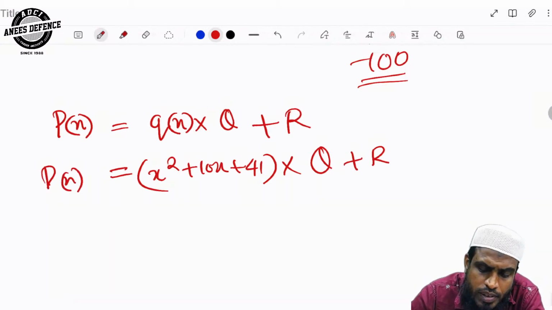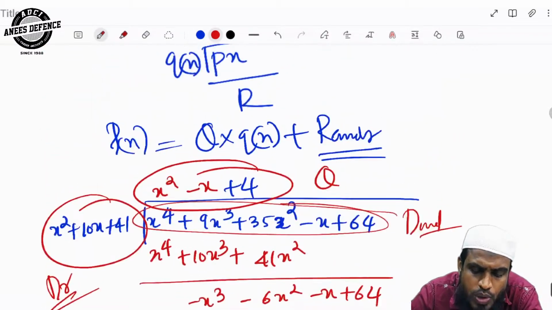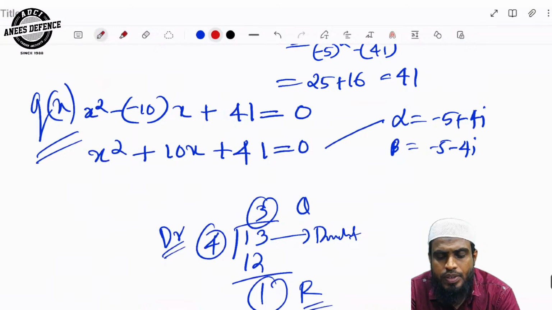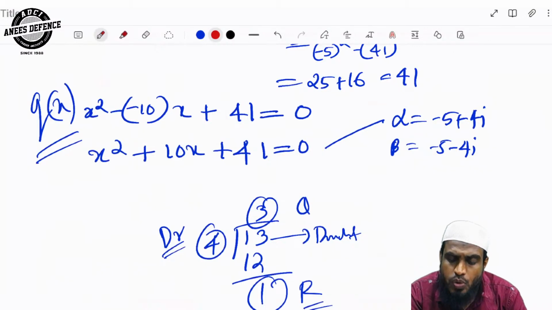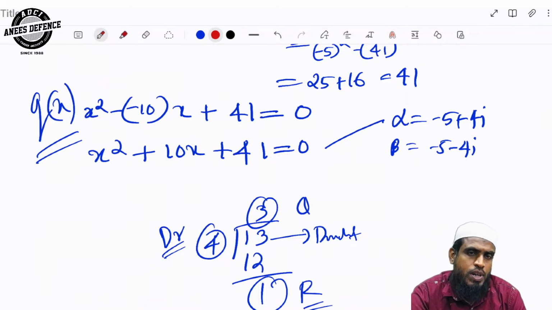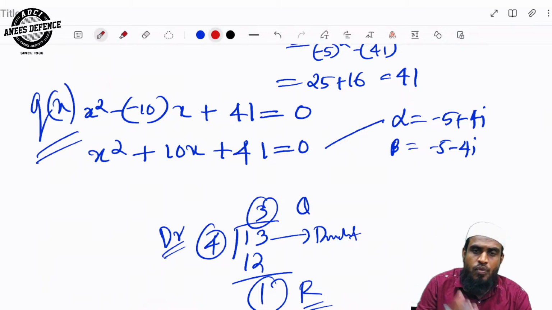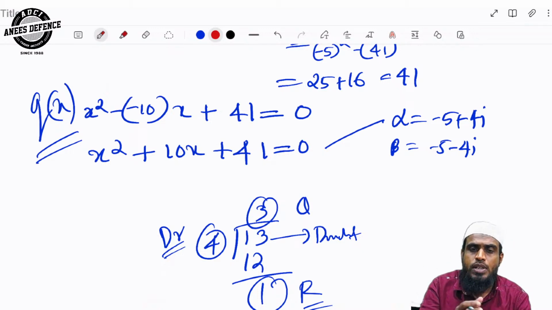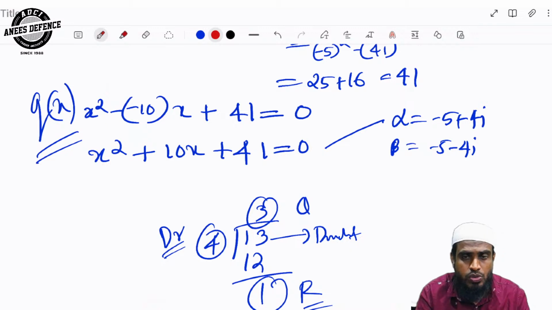So we know that Q of x is a polynomial whose roots are alpha and beta. If I put minus 5 plus 4i in Q of x, it will become 0, because we got Q of x by using alpha and beta as the roots. We first selected alpha, minus 5 plus 4i, as one of the roots, so its complex conjugate beta, minus 5 minus 4i, is the other root.